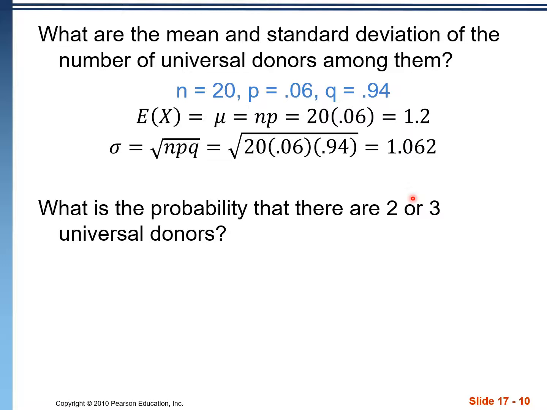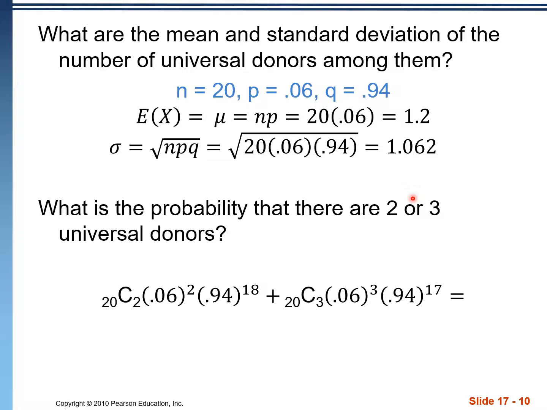Now, what's the probability that there are 2 or 3 universal donors in this line of 20 people? So we have to do 2 different problems here and then add them together, because that's what "or" means in statistics. That's this plus sign. So we'll start off with the 2. This is the probability of finding exactly 2 in 20 people.